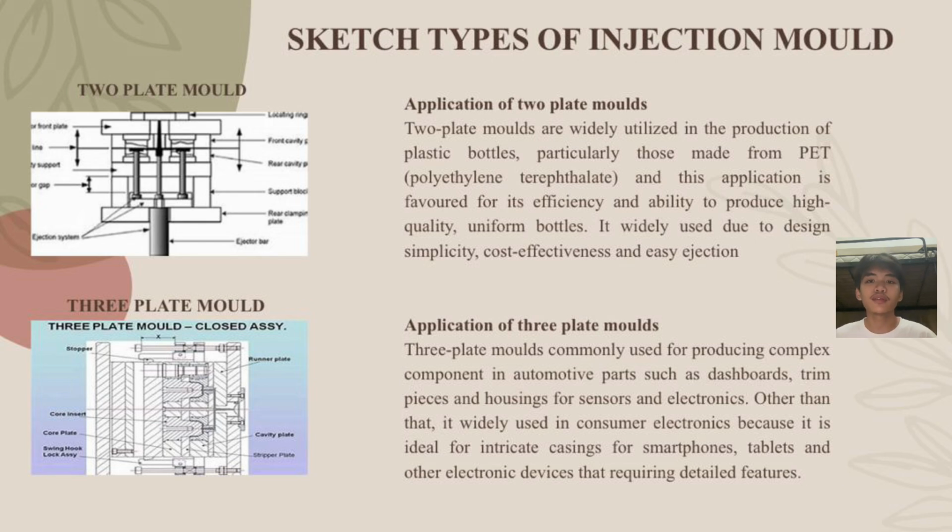Number 2 is the three-plate mold, which is commonly used for producing complex components in automotive parts such as dashboards, trim pieces, and housings for sensors and electronics. Other than that, it is widely used in consumer electronics because it is ideal for intricate casings for smartphones, tablets, and other electronic devices that require detailed features.